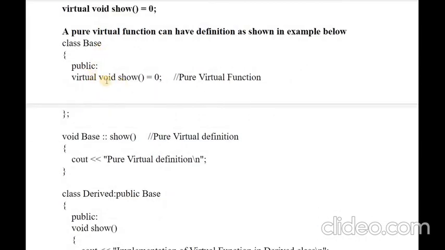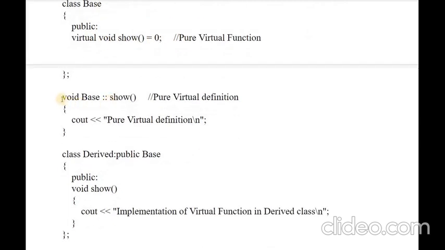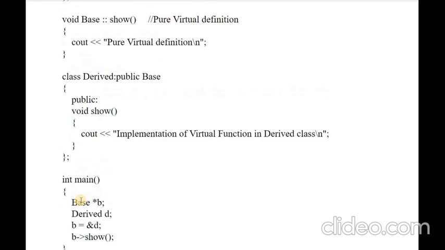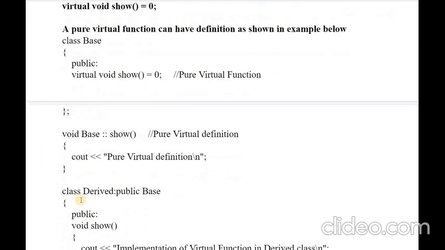Here is the base class, and this is the pure virtual function. The pure virtual function definition will always be written outside the class using the scope resolution operator in this manner. You can write this definition in this manner. Next we have the derived class, which implements the same show function, and in the main function we have created a pointer to the base class, and a derived class object is created, which is passed with its address to the base class pointer. So you also need to run this program in your online editor and add the output in your own notes.